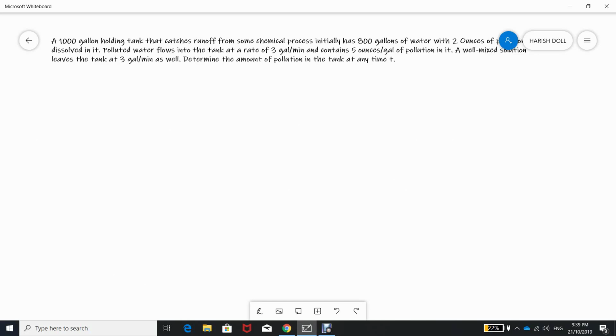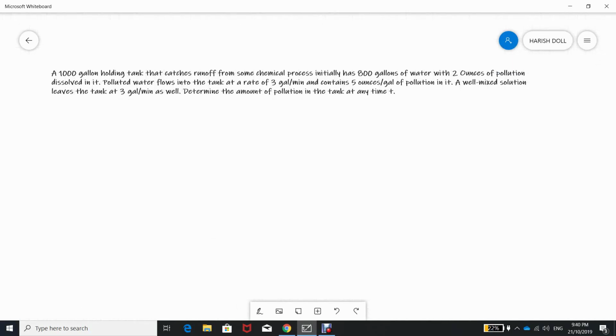Hello. Today we'll be discussing a differential equation problem. We'll be focusing on a word problem today. A 1,000-gallon holding tank. So there's a tank with a capacity of 1,000 gallons. Initially it has 800 gallons of water.